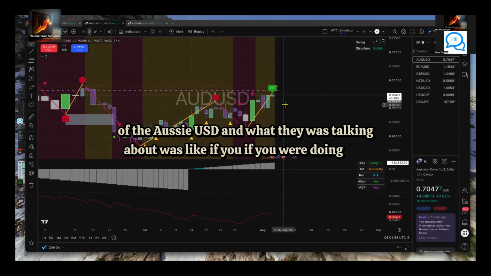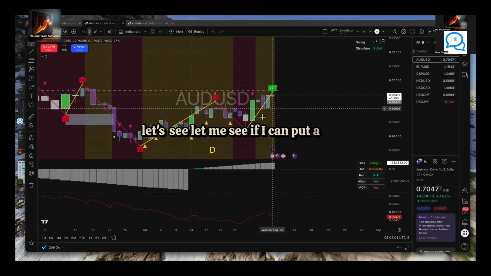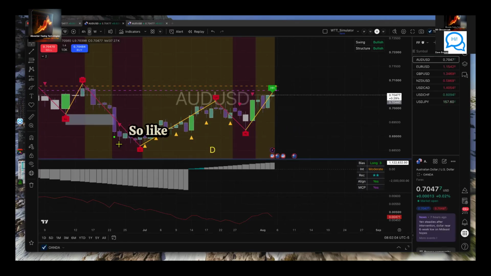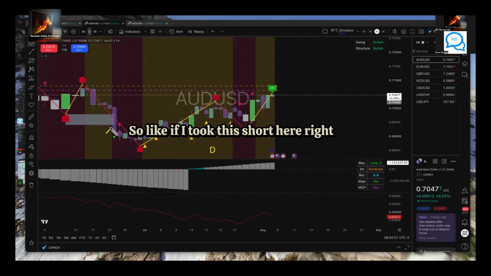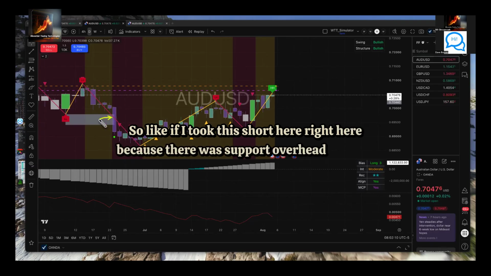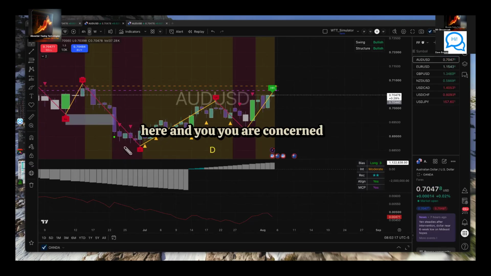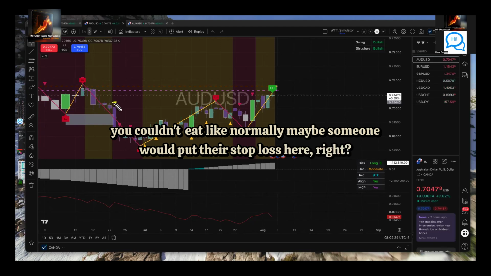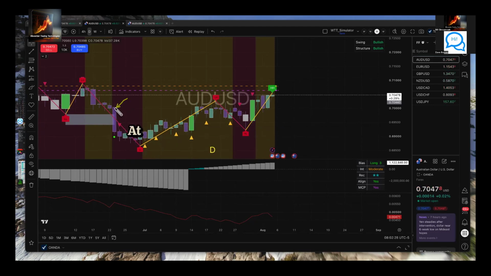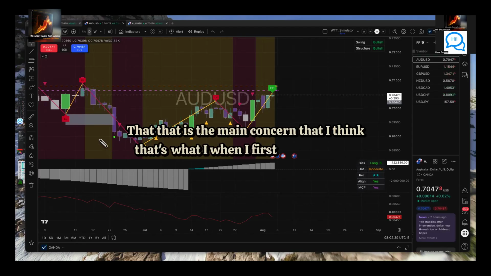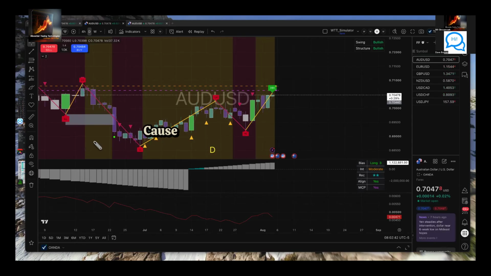So here I'm on a daily chart of the Aussie USD, and what Dave was talking about was, let me see if I can put a good example of it here. If I took this short right here, because there was overhead support here, and you're concerned that you couldn't eat, normally maybe someone would put their stop loss here, at the opposite end of the previous candle, and that might end up being a buttload of pips. That was my main concern when I first started doing different time frames.